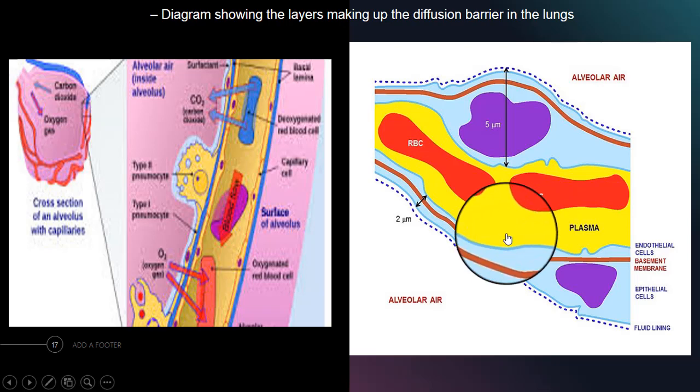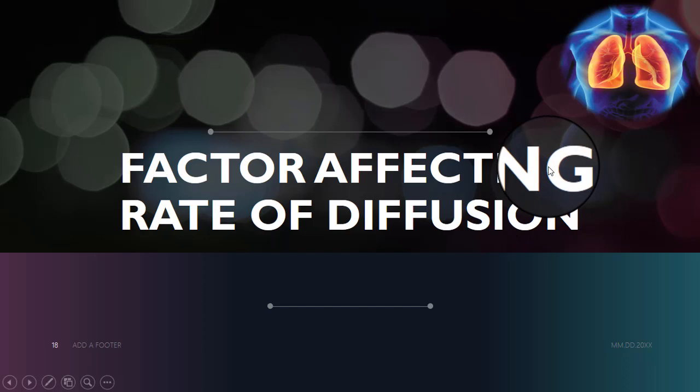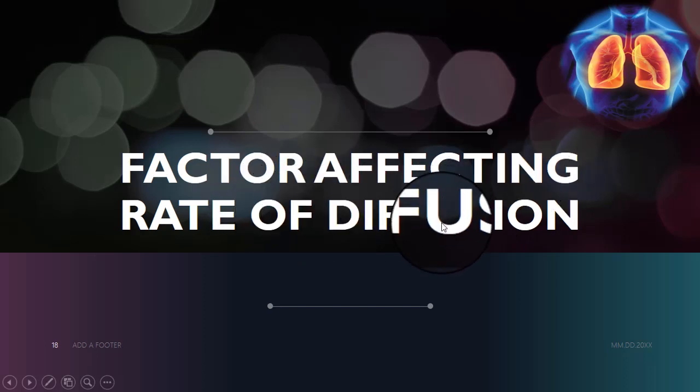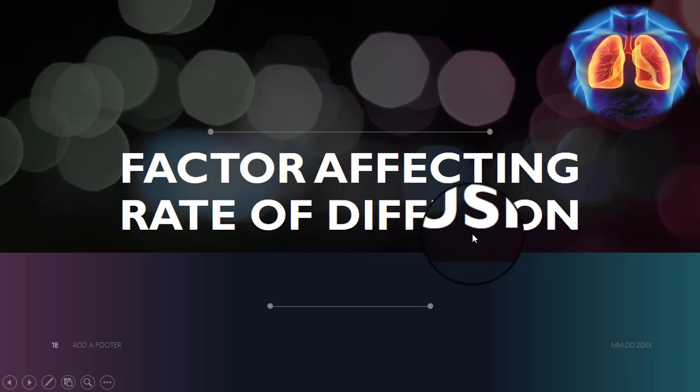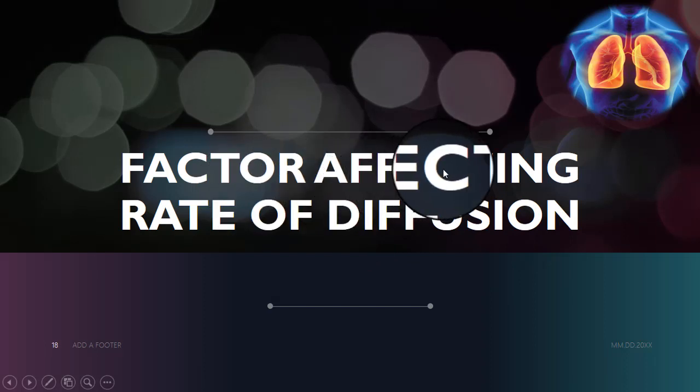Now next we'll talk about the factors which are affecting the rate of diffusion. So there are many properties which can affect the rate of diffusion in the lungs. And the main factors include, first, membrane thickness. The thinner the membrane, the faster the rate of diffusion. The diffusion barrier in the lungs is extremely thin. However, some conditions cause thickening of the barrier, thereby impairing diffusion.